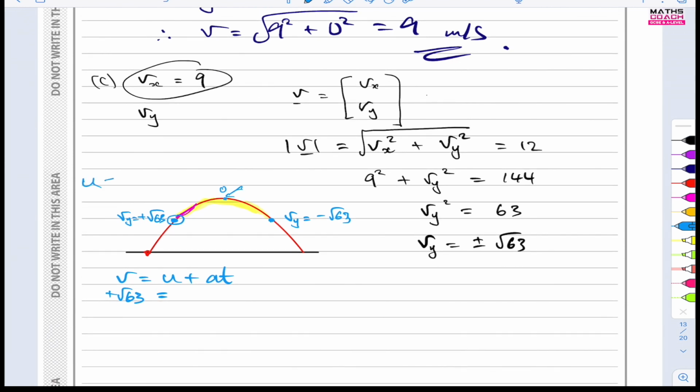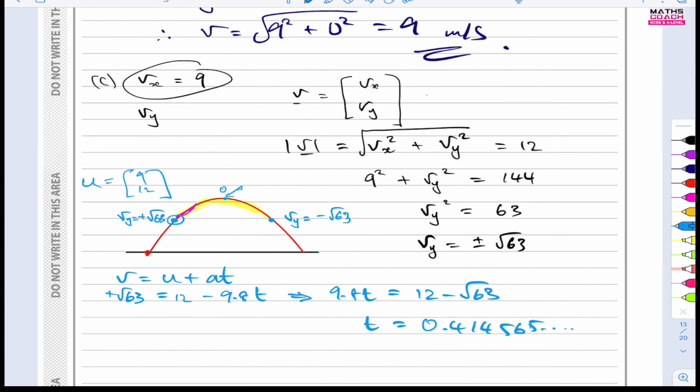Because the initial vertical speed is equal to 12, it would be 12 minus 9.8 times t. So this means 9.8t would be equal to 12 minus root 63, and then t is that divided by 9.8. So 12 minus root 63 divided by 9.8 is 0.414565.